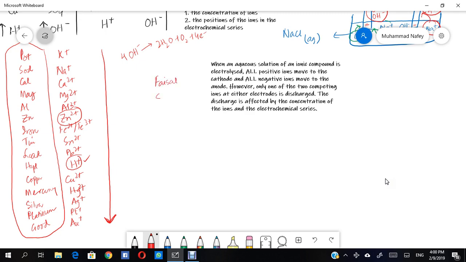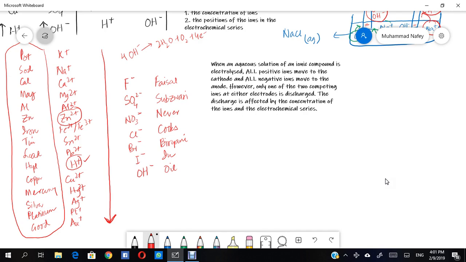Faisal Sabzwari never cooks biryani in oil. Faisal Sabzwari is a politician. No offense to Faisal Sabzwari, this is just a mnemonic to help us remember stuff. So F stands for fluoride, S stands for sulfate, N stands for nitrate, C stands for chloride, B stands for bromide, I is iodide, and OH is hydroxide.